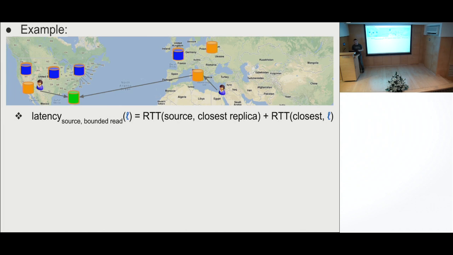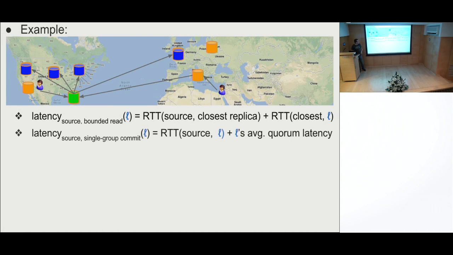For commit, the client sends a request to the leader, the leader sends a request to everyone and waits for a quorum. The latency of this operation is the round trip time from the source to the leader, plus the leader's average quorum latency. In the paper, we show 5 different operation flows and how to compute this for them.